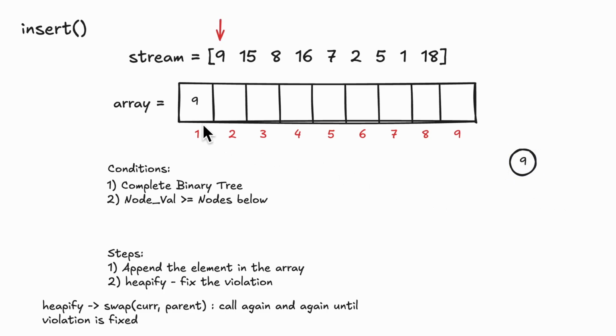Done. Now after appending, we will check whether the conditions are violated or not. Till now they are not violated, so we are good to go. So we will move the pointer. Now the first step says that we have to append the element in the array, so let's do that. Okay, we have appended. Let's visually understand that as well.